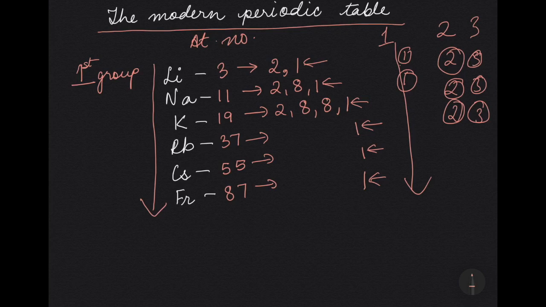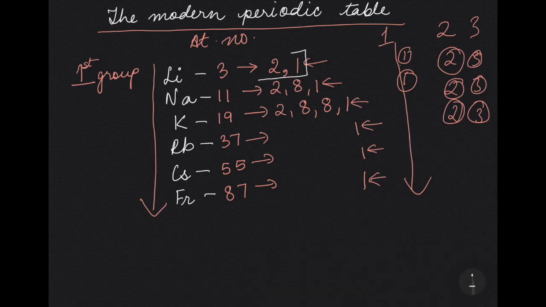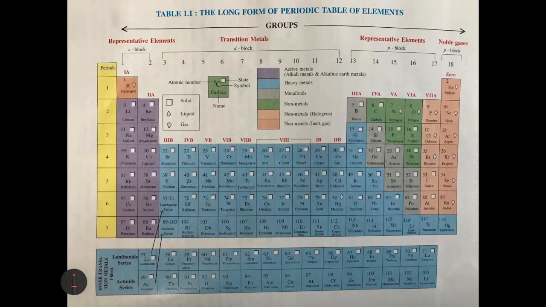As you go down a group, just take a look here. How many shells are there? 2. How many? 1, 2, 3. How many? 1, 2, 3, 4, 5. So this will have 6, this will have 7, this will have 8. But the last orbit will have how many electrons? It will have just 1 electron.